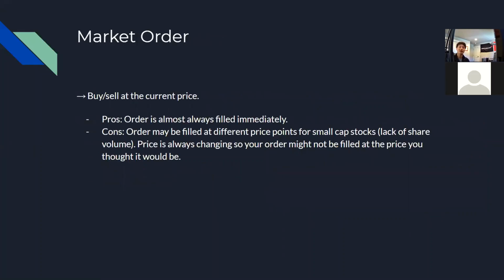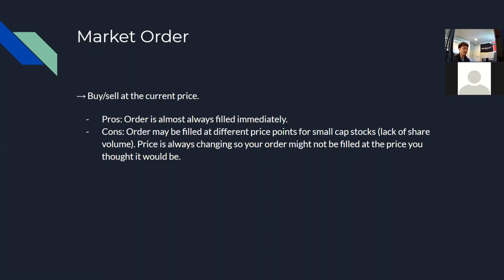So first, the market order is an order to buy or sell at the current price. Some of the pros about this is that the order is almost filled right away, but some of the cons is that the order might be filled at different price points for smaller cap stocks, meaning that the stock is not as high valued as others, and there might not be as much trading volume going on. For every transaction, there needs to be a buyer and a seller, and in this case, there actually might not be a seller for you to buy.